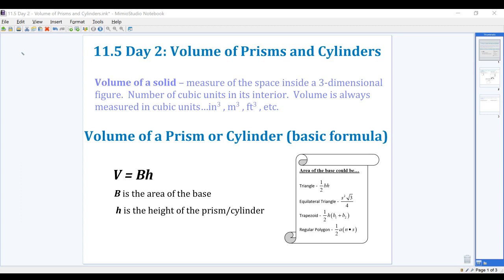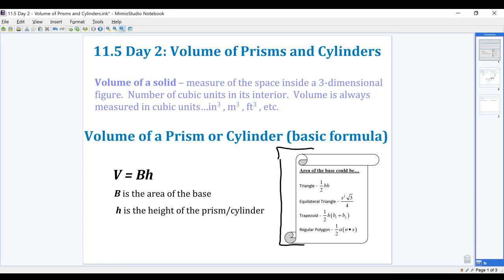All right, day 2 of 11.5. We're going to delve in a little more into volume of prisms and cylinders. If you follow some of the formulas, we will be A-okay. These are the formulas over here.